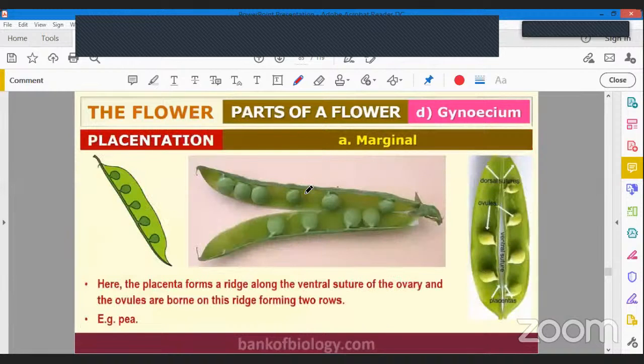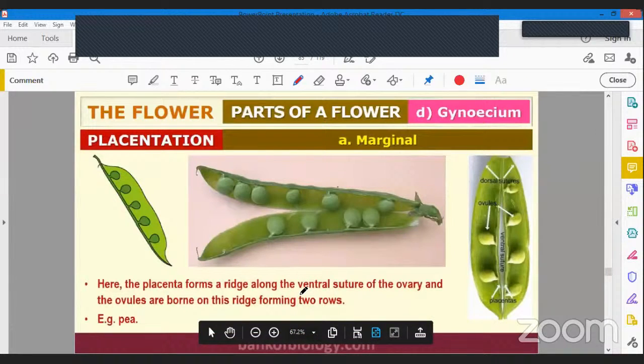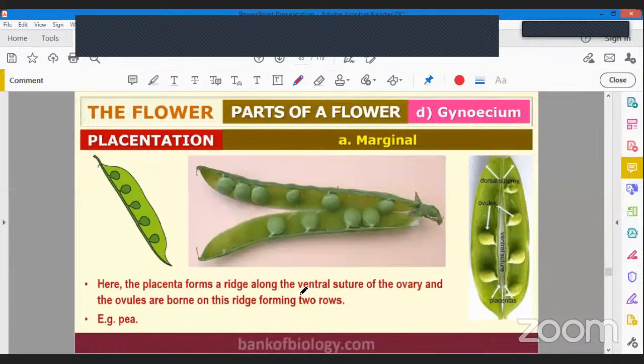So now we go to different types of placentation. Let us look at the first one: marginal placentation. Here the placenta forms a single ridge along the ventral surface of the ovary, and the ovules are borne on the ridge to form two rows. Can you see? One on the left and one on the right. Example, pea. It is just a small ridge, so all of them are placed over it.